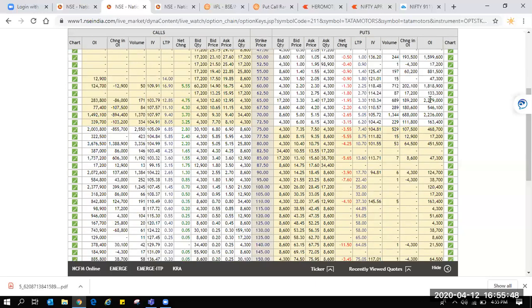So based on the call which is having the maximum OI, that should be your resistance, and maximum OI on the put side, that will be your support. So you can trade accordingly from that also.